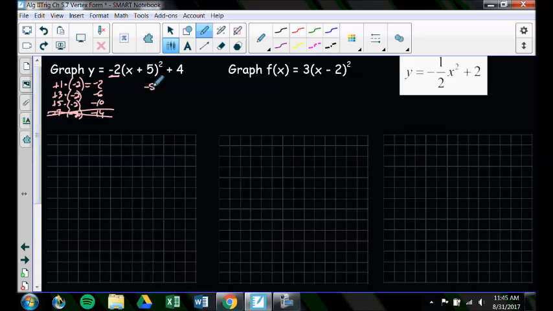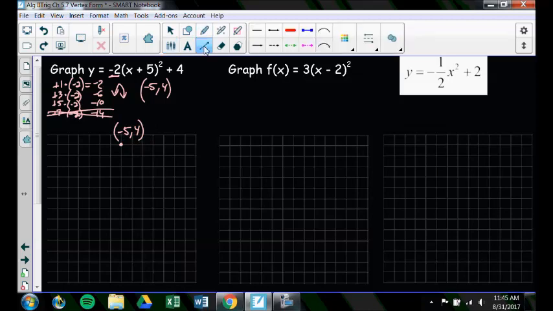So vertex is at (-5, 4). And since this graph is going down, I know it's going down because the a value is negative, I'm going to put this point like here and give myself a lot of space to go down. So I'll draw an x-axis around that. 1, 2, 3, 4. Here's the y-axis.